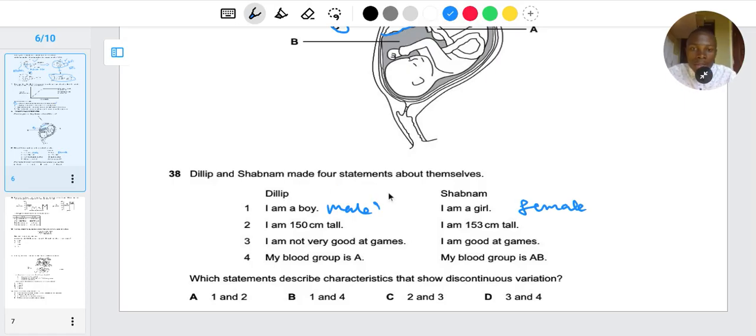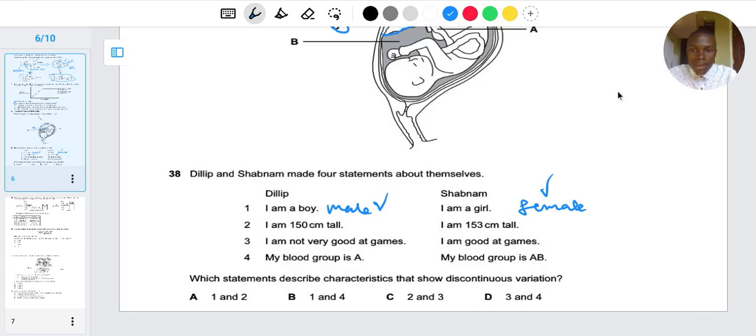So gender doesn't change, so it's part of discontinuous variation. But when you talk of continuous variation, you talk of things that can change, like height. Those things can change. Body mass, complexion. But when you talk of discontinuous, like eye color, it can't change. If you don't know how to roll the tongue, you can't.